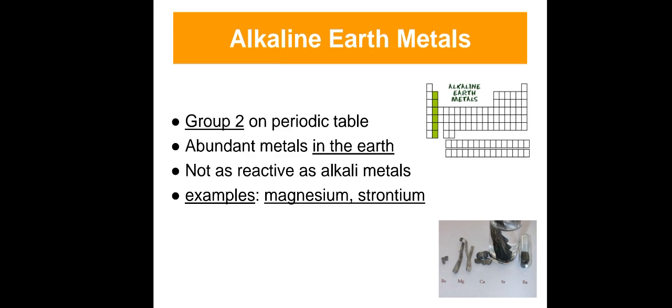Now look at alkaline earth metals. Alkaline earth metals are basically the group 2A elements of the periodic table. They are very abundant in the earth. They are not as reactive as alkali metals. Alkaline earth metals have 2 electrons in their outermost shell, so they have a tendency to lose 2 electrons and form an ion of +2. Examples are magnesium, strontium, etc.